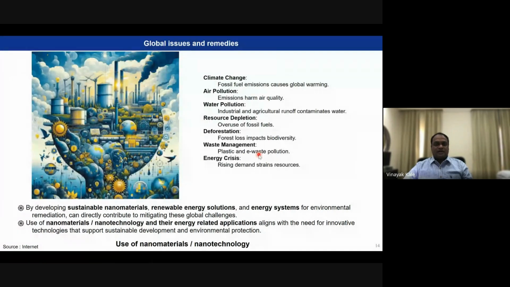So, the global issues and remedies. There are many global issues such as climate change, air pollution, water pollution, resource depletion, deforestation, waste management, and energy crisis. By developing sustainable nanomaterials, renewable energy solutions, and energy systems for environmental remediation, we can directly contribute to mitigating these global challenges. Use of nanomaterials or nanotechnology and their energy-related applications align with the need for innovative technologies that support sustainable development and environmental protection. That is, use of nanomaterials or nanotechnology is one of the solutions to solve these global issues.